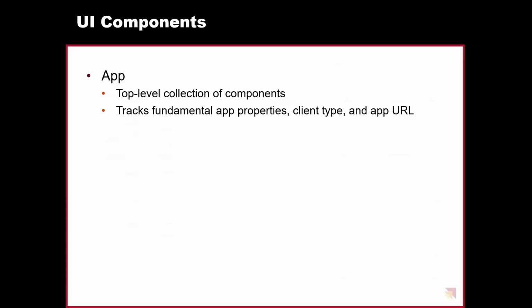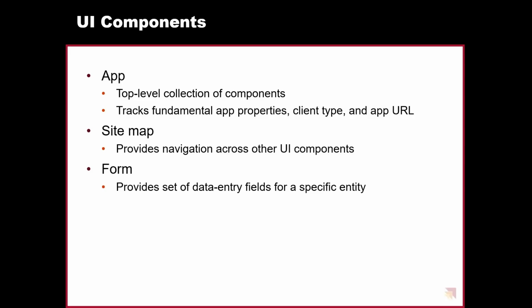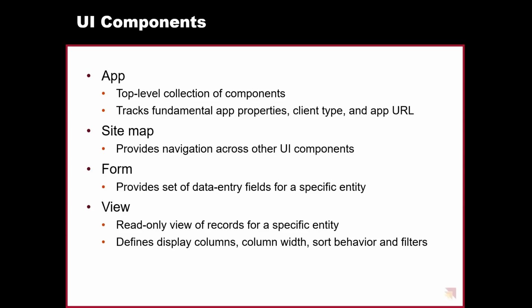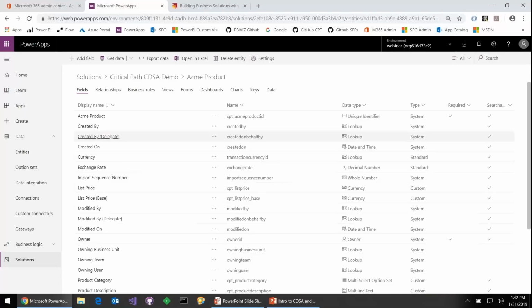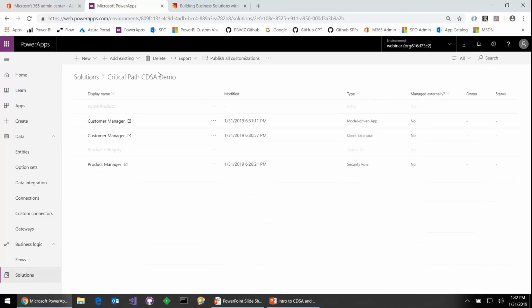Now, let's go back to the UI components. So you have the app, and that's a top level collection of components, great. You have the sitemap, and you've seen me create a sitemap, but what you haven't now seen is working with the forms and views. So let's go ahead, and I've created this custom entity. So now what we want to be able to do is build something on top of that. So back here in my solution, what we'd like to do is build a new model-driven app.